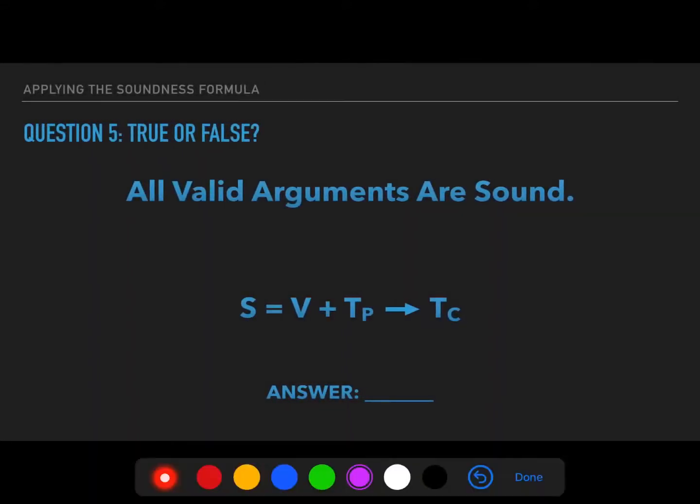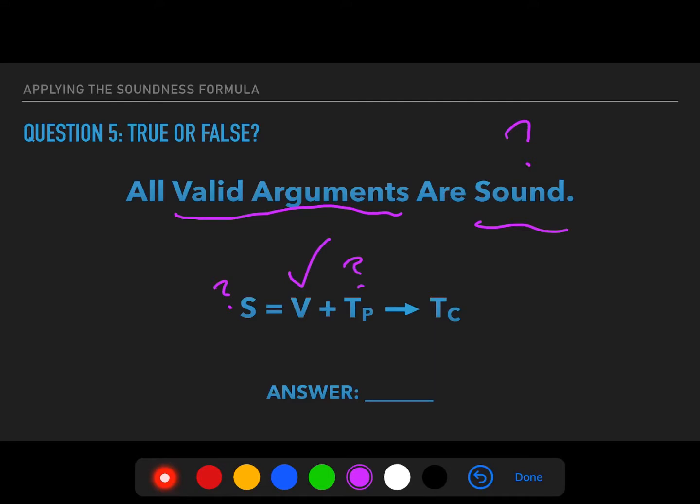Number 5. All valid arguments are sound. Again, we're looking at just valid arguments here. Those are all the arguments we're looking at, valid, so I can check that off. And the question is, are they sound? So I'm wondering about this part. Now, can I move from my check to check off the yes in the formula? Well, I don't know that all the premises are true yet.